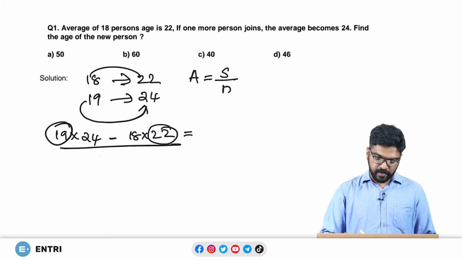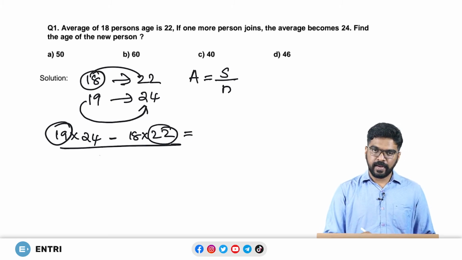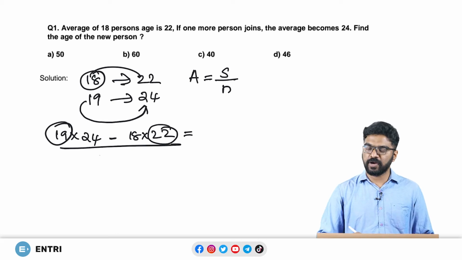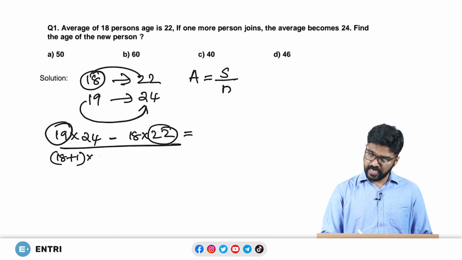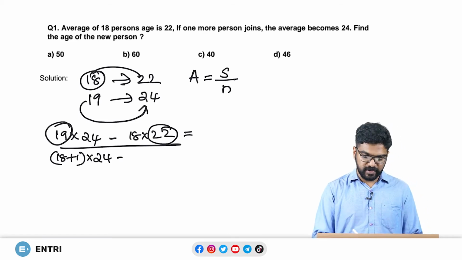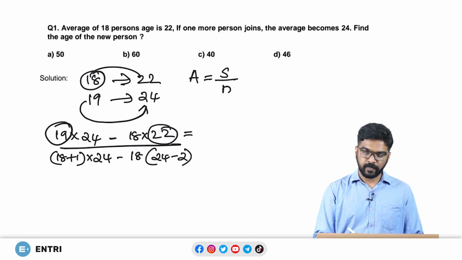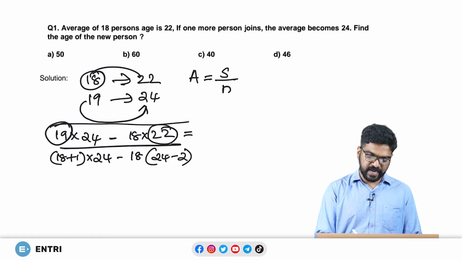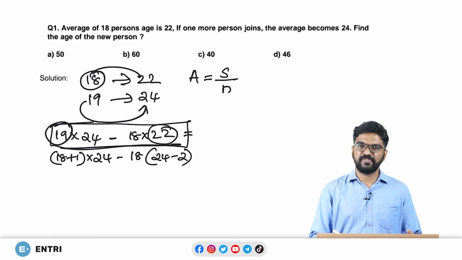Look at here. We had 18 people, and to that group one more person joined. So can I write this as 18 plus 1 into 24? Similarly, this 22 I am going to write in terms of 24, so what we will have is 24 minus 2. Right? The same expression I just simplified in a different manner.